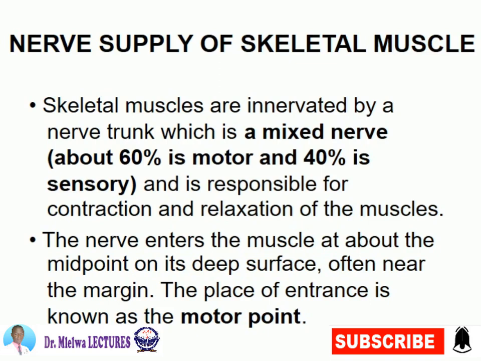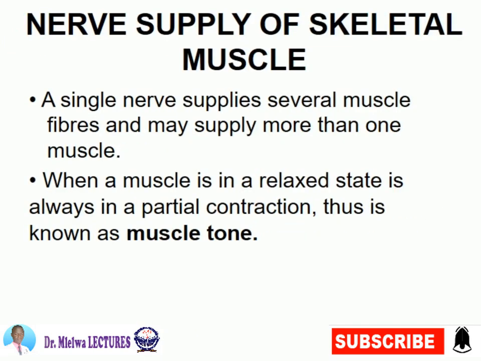So the nerve enters the muscle at about the midpoint on its deep surface, often near the margin, and the place of entrance is known as the motor point. Hapo ndipo ambapo nerve inakuwa inaingia kwenye muscle. So a single nerve supplies several muscle fibers and may supply more than one muscle.